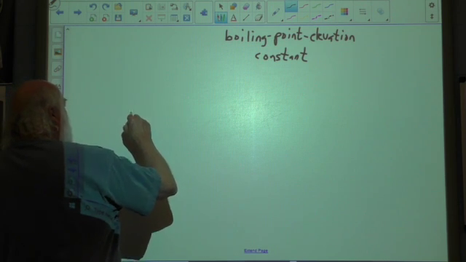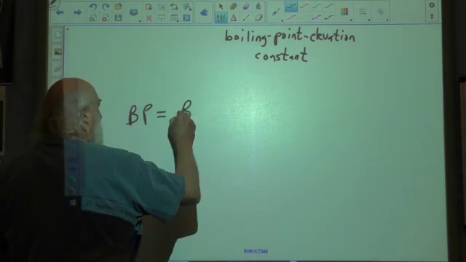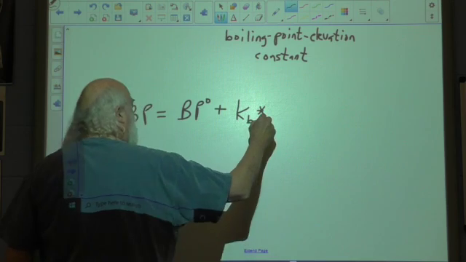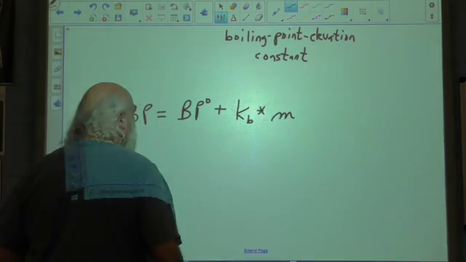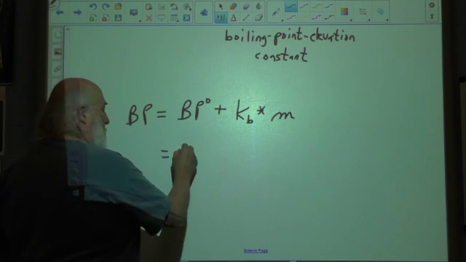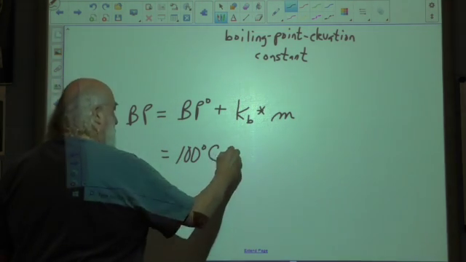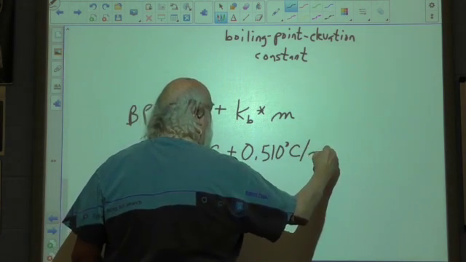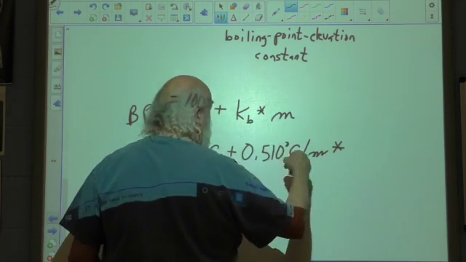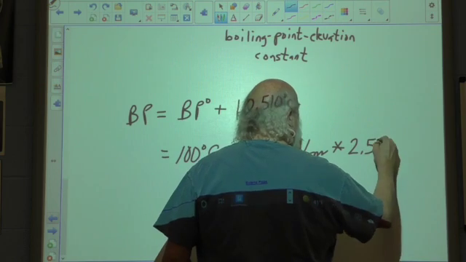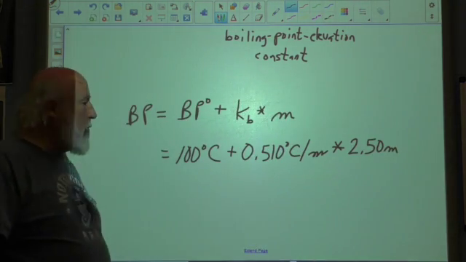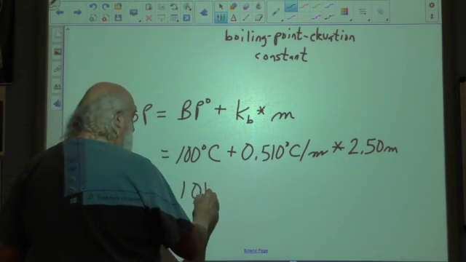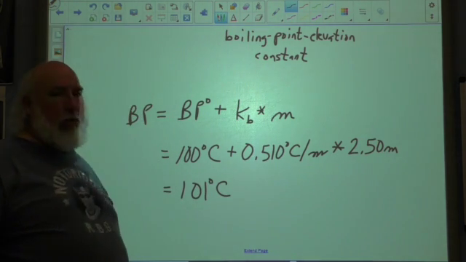So, the boiling point, I'm going to write this again, equals the original boiling point plus the correction factor of KB times the molality. Okay? So the original boiling point of water is 100 degrees Celsius plus KB, like I said, is 0.510 degrees Celsius per mole per kilogram times the molality. The molality of the problem is 2.50 moles per kilogram. Okay? So I punched that out on my calculator, rounded off to three significant figures, and my answer is 101 degrees Celsius. So the boiling point will increase by a degree.